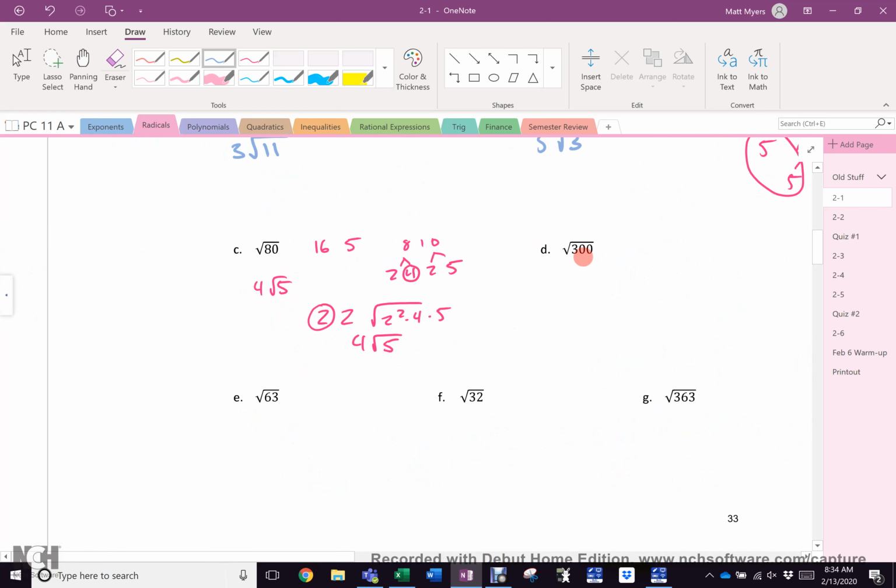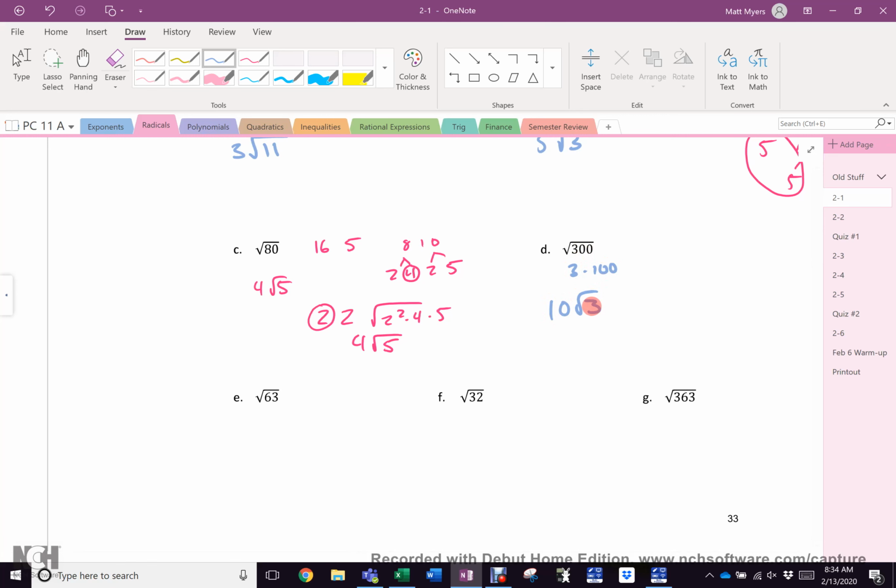So 300, what are you going to break it down into? Logically, the first step. 3 and 100. Why? 100 has a square root. So this is 3 times 100. What's the square root of 100? So it's 10 root 3. Easy peasy lemon squeezy, right?